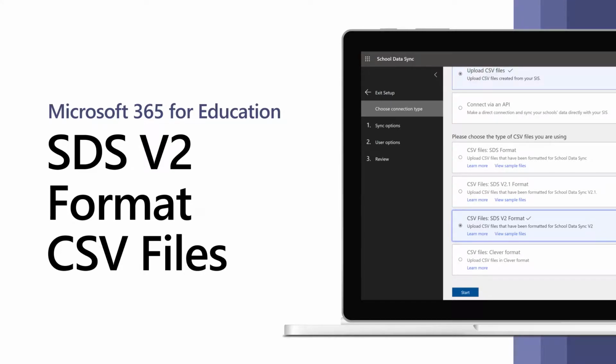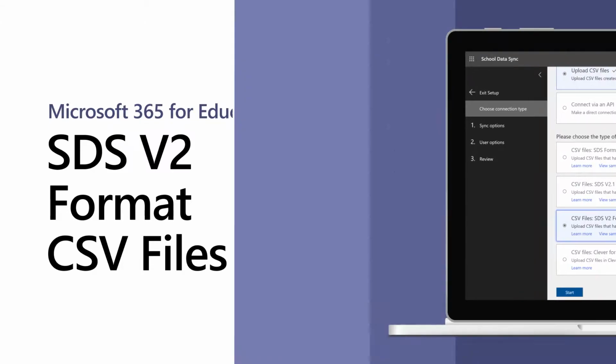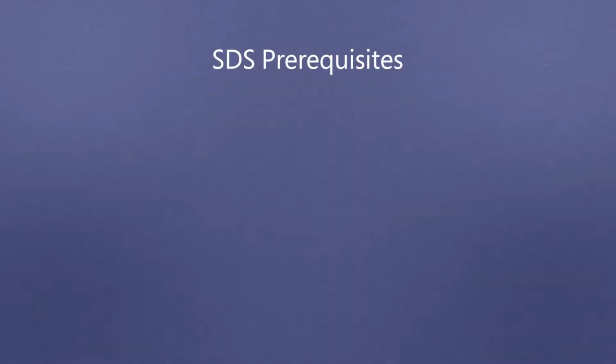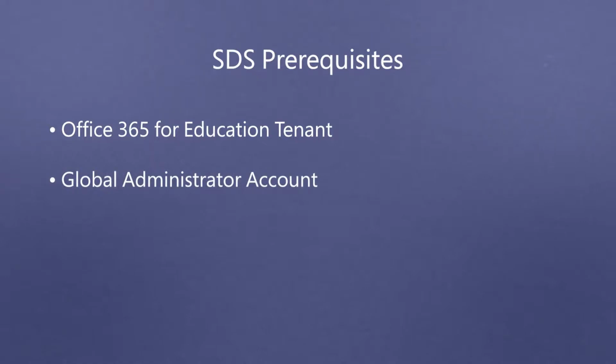In this video, we will show you how to deploy School Data Sync using SDS v2 format CSV files. In order to deploy SDS successfully, you must have an Office 365 for Education tenant, a global administrator account, and a School Data Sync Plan 1 service enabled within your license. If you meet these prerequisites, you are ready to deploy SDS.